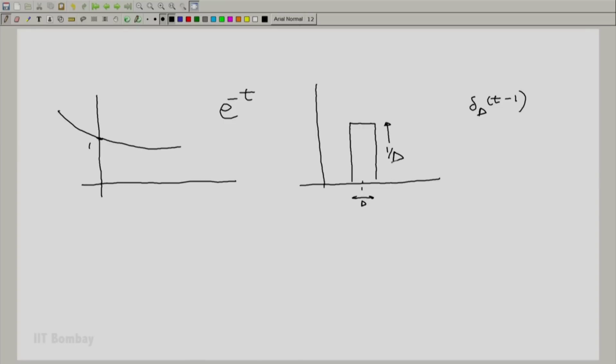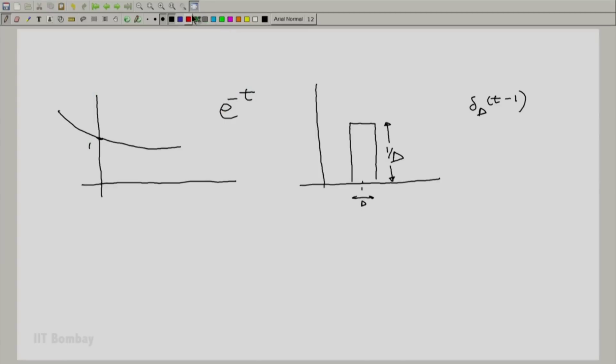So the height will be 1 by delta, and then now we need to multiply these two. After multiplication, the part outside the delta function will be reduced to 0, because the delta function is only a finite value between 1 minus delta by 2 and 1 plus delta by 2. In fact, let's illustrate that with a color. So let me help you with that.